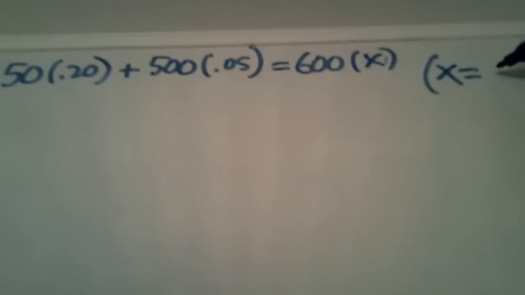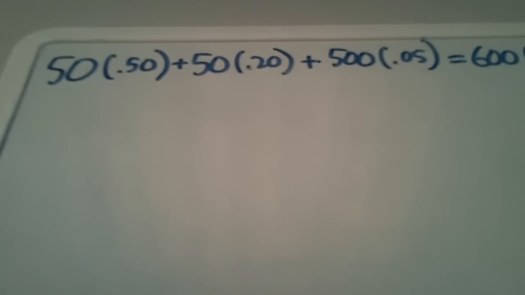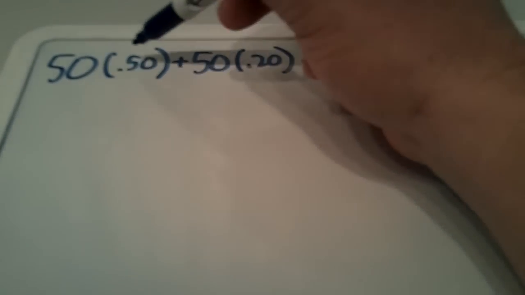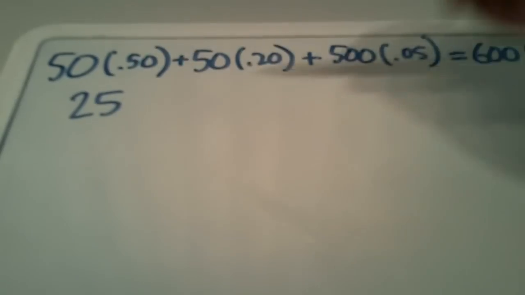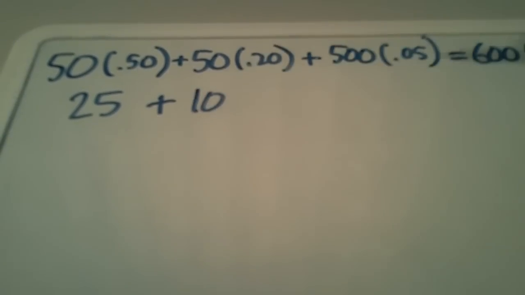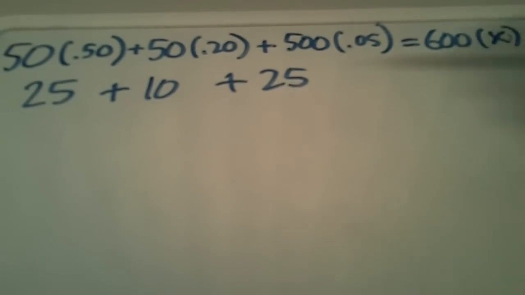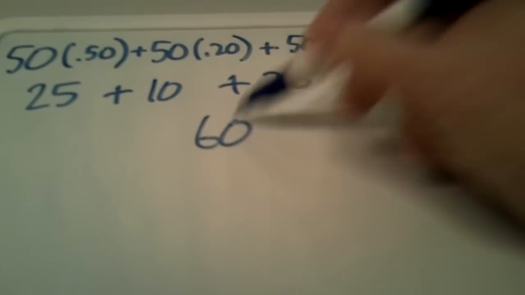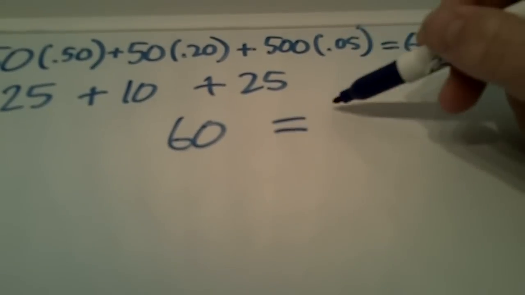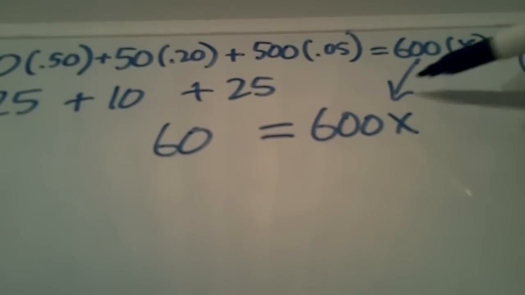We'll remind ourselves that X has to equal 10%. So we do our math here. 50 times 0.50 is 25. 50 times 0.2 is 10. 500 times 0.05 is 25. Those numbers added together are 60, which equals 600x, which we got from here.